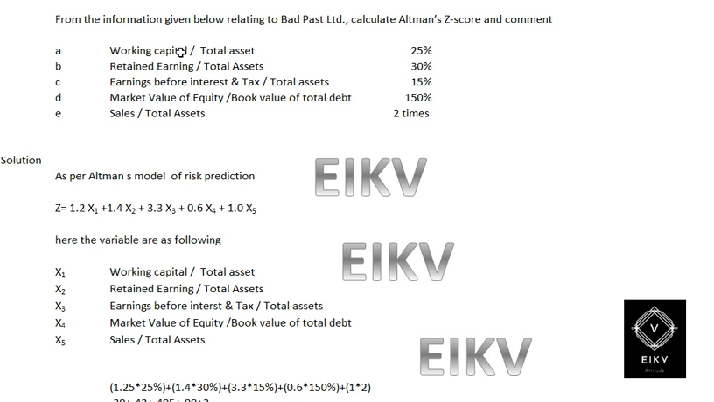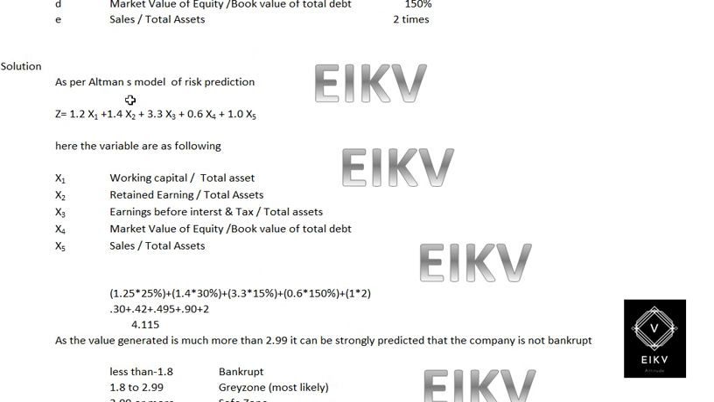So we are given working capital to total assets as 25%, retained earnings to total assets 30%, earnings before tax to total assets 15%, market value of equity divided by book value of equity 150%, and sales to total assets 2 times. So these details are given. Now we are going to compute the Altman's Z-score.